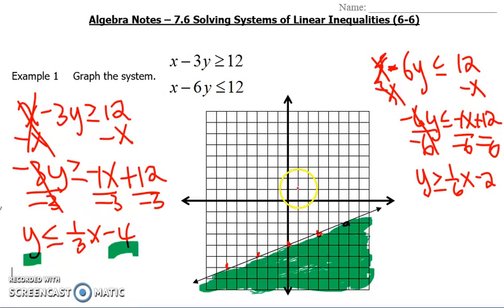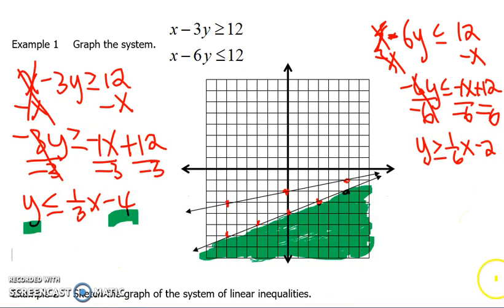So we're going to draw that over here. Let's go to negative 2. And then we're going to go 1 over 6. 1, 2, 3, 4, 5, 6. And then we're going to go the other way to the other side, 1, 2, 3, 4, 5, 6 over 1. And then we're going to connect the lines. And then we're going to shade. So after you connect the line, we're going to shade.